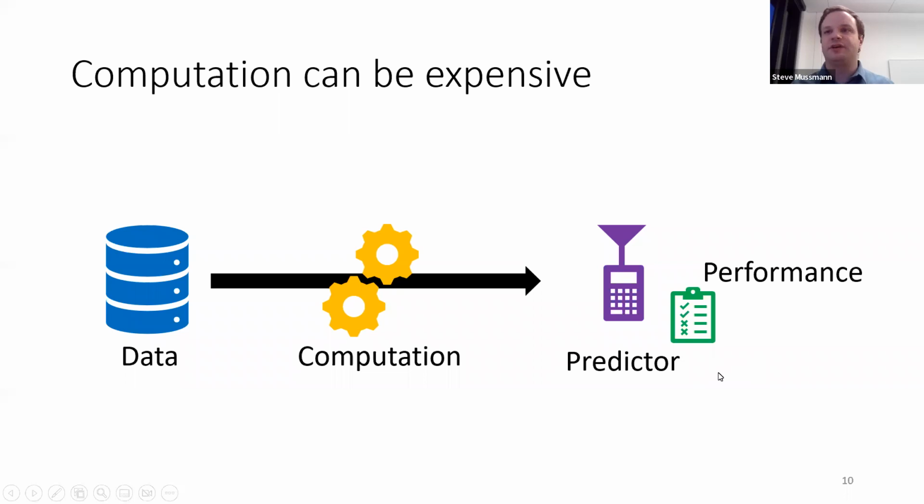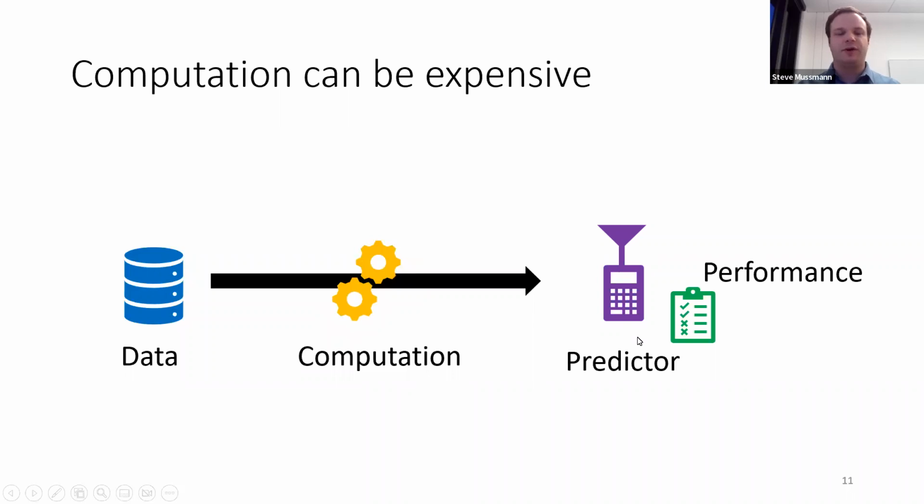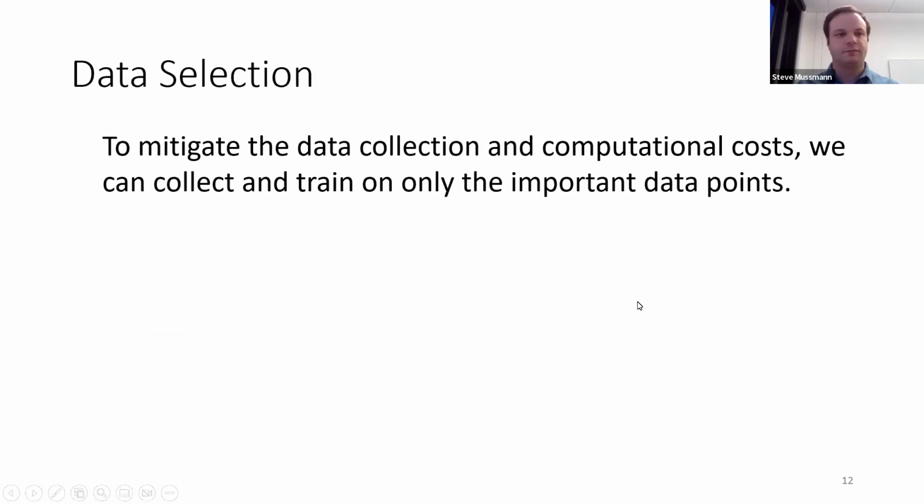There are many approaches to decrease the computational cost for machine learning pipelines, but one way to do it is by decreasing the data. Usually if we're doing gradient descent or something, the optimization will take time proportional to the size of the data set. So if we can filter out the not so important data points and only focus on the important data points, we can decrease the computational resources. That's the area of my research: to mitigate the data collection and computation costs, trying to collect and train only on the important data points.